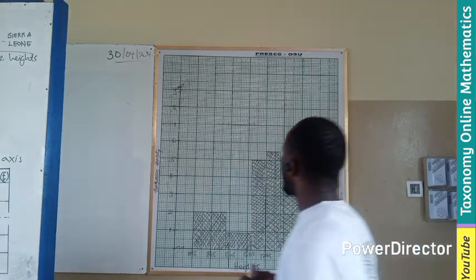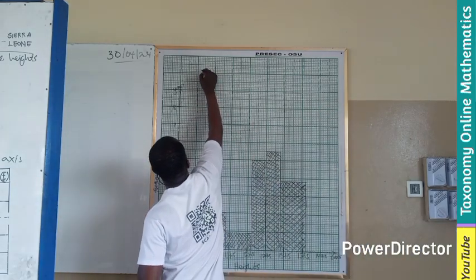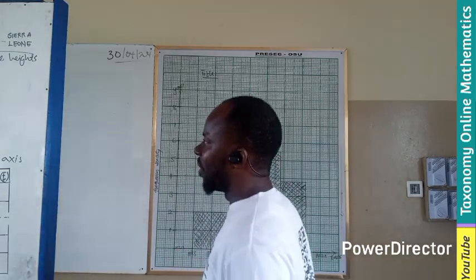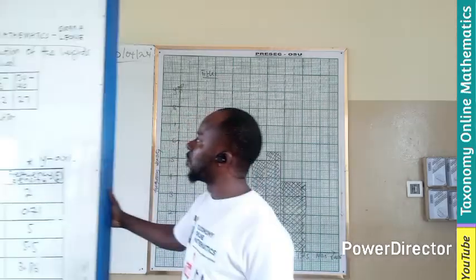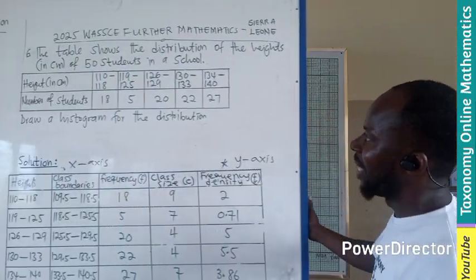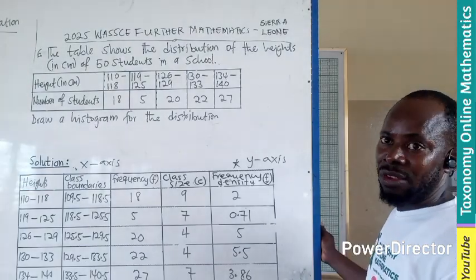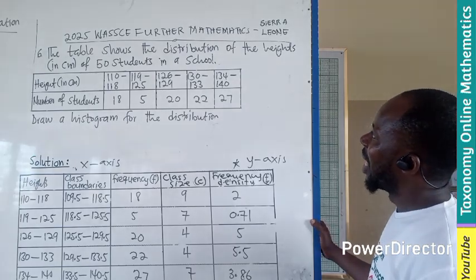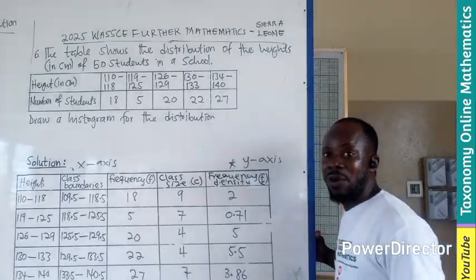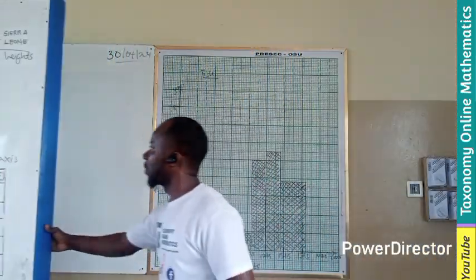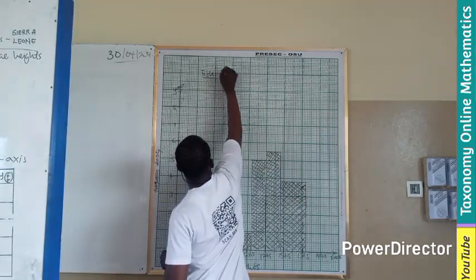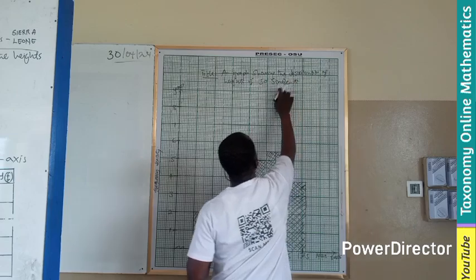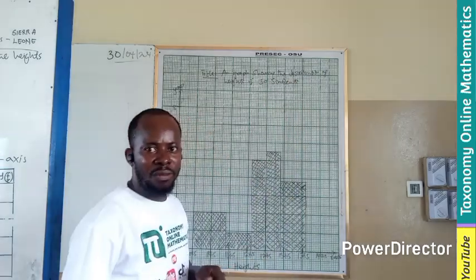So the next thing is to give it a title. This title is taken from the question, which is basically a table showing distribution of height of 50 students. So we can pick it as a graph showing the distribution of height of 50 students. Good. So this becomes the title of the graph.